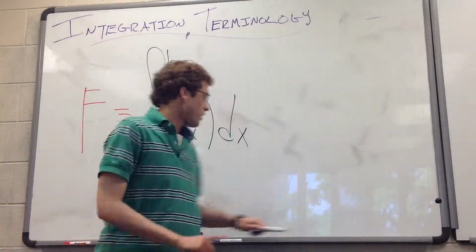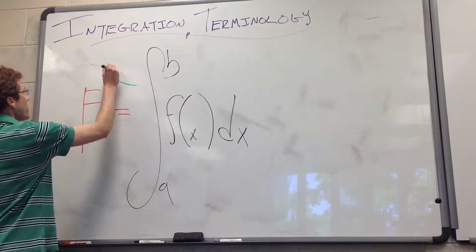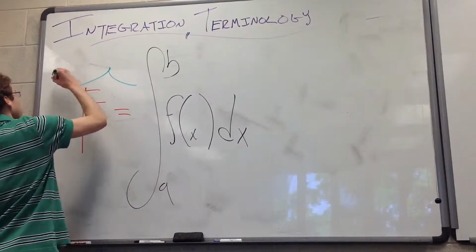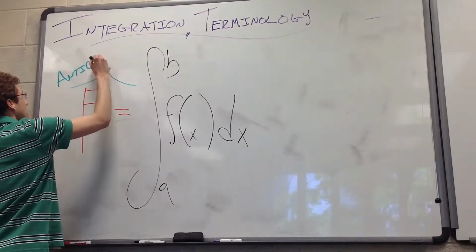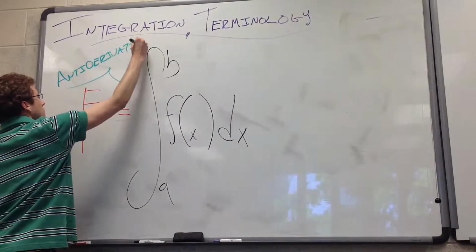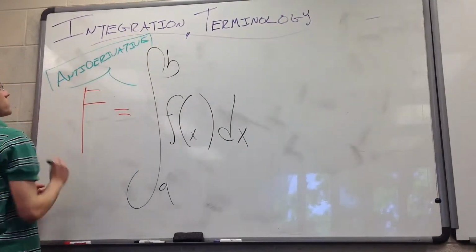So that's why I've written this f equals really big. So we're going to go ahead and recognize that this is just the antiderivative. That's what this is saying. So, great. That's the antiderivative.